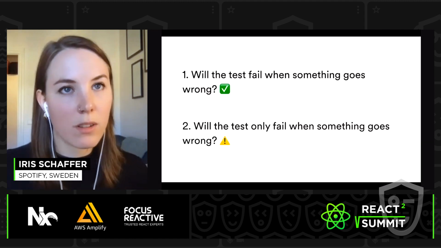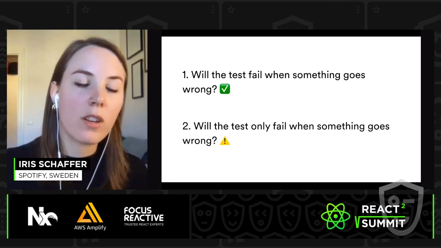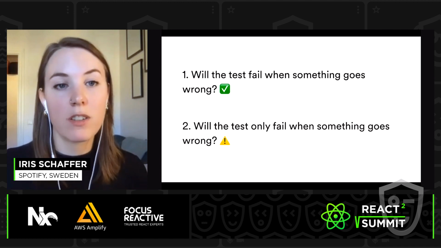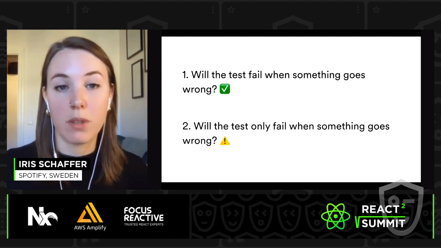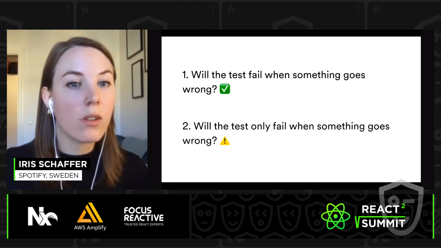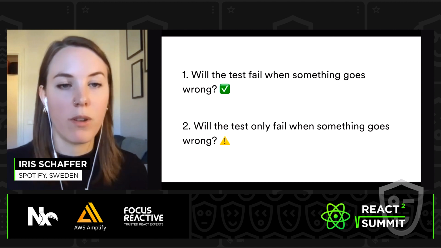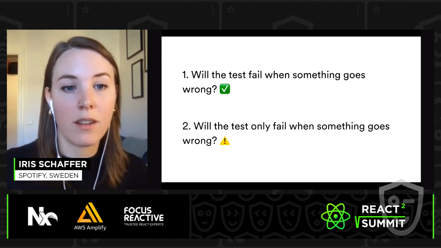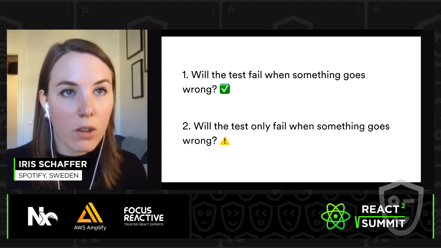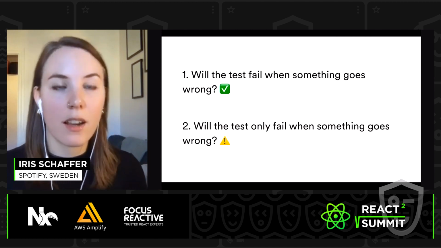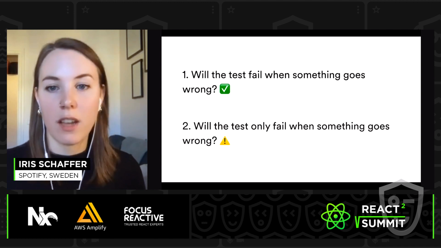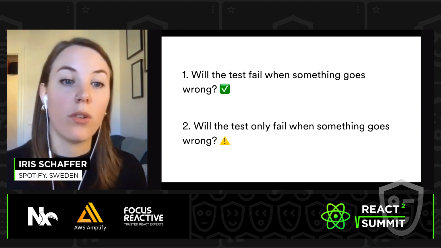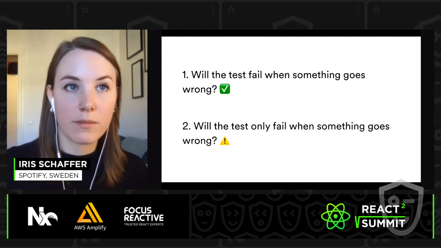Will this test fail when something goes wrong? Mostly yes. Strictly speaking, something else could fail as well in the rendering of this page, and the test would still be green, would still pass. But to the user, it doesn't really matter if the error comes from this or from something else, the result will be correct. Will the test only fail when something goes wrong? Again, it kind of depends. If we change the way that the error is rendered, if we change the copy, etc., then the test might fail, although nothing has actually failed.